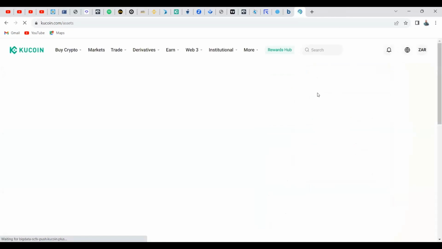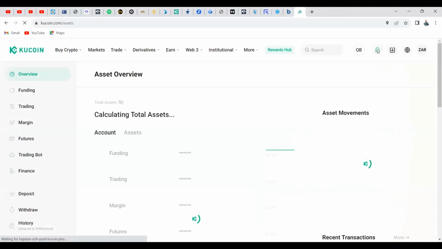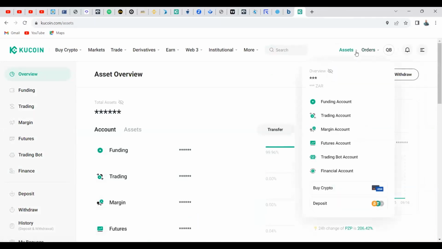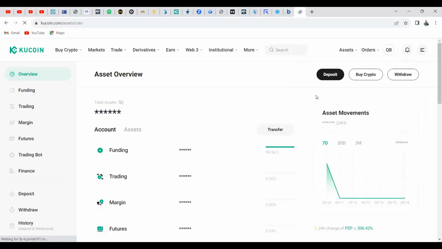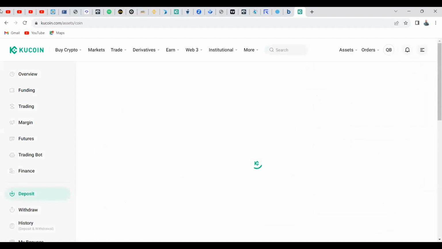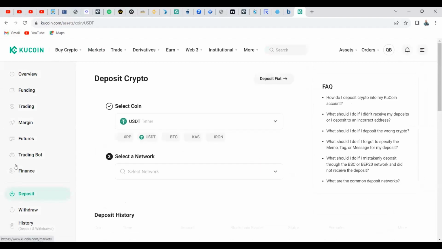As you will see, where I am at this particular moment, all you have to do is go to assets and then click on deposit. You'll then be left with options in terms of what you can select, depending on the cryptocurrency that you want to deposit. Once you click on deposit, you can click over here, and it will take you to which coin you want to deposit.